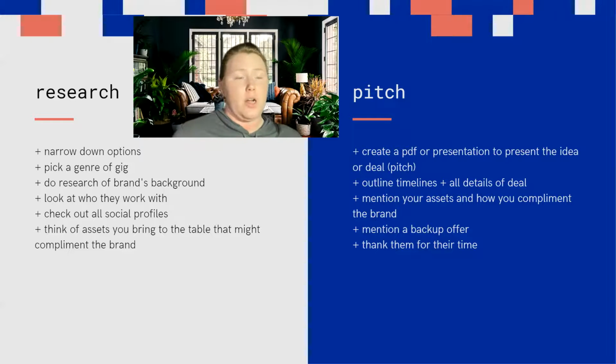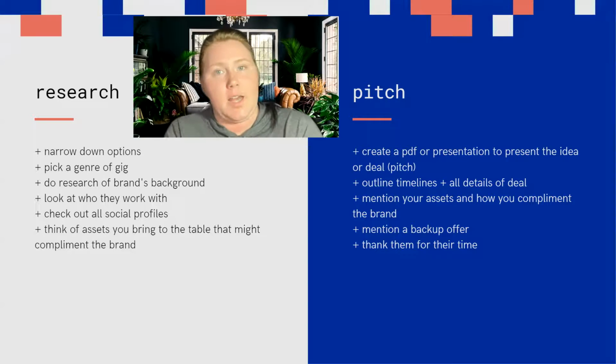Okay, so narrow down your options, make a list of brands you might want to work with, and do some research. Pick a genre of the gig. So the genre that we talked about: do you want to do a collaboration? Do you want to do a marketing campaign or be considered for one? Do you want to do a trade? Do you want to make commission? Something like that. Now, I really recommend doing a trade, collaboration, or marketing campaign of some sort first before you try to do commission and things like that.